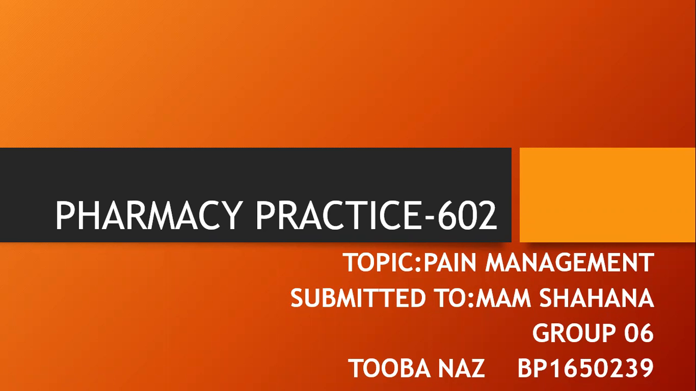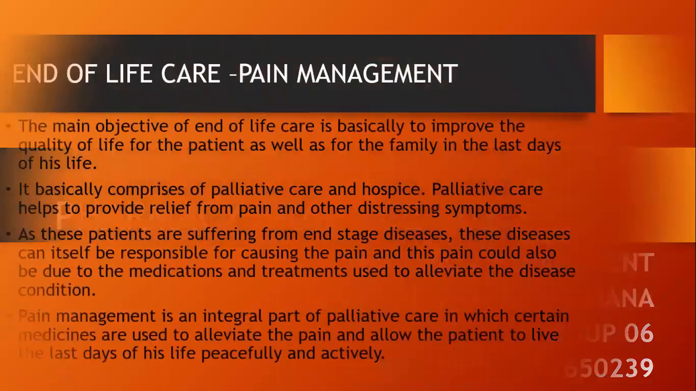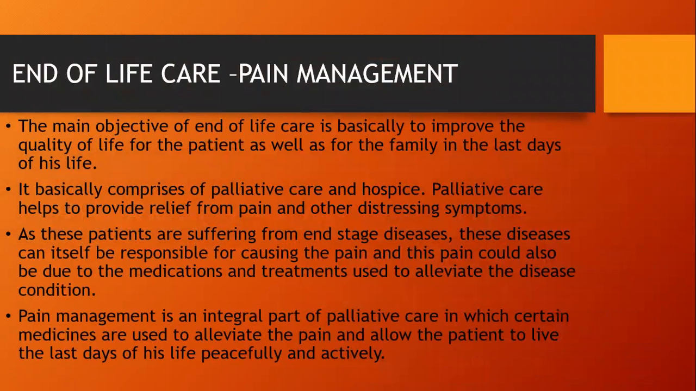The topic that was assigned to our group was end of life care, and the topic that I have chosen is pain management. End of life care. The main objective of end of life care is basically to improve the quality of life for the patient as well as for the family in the last days of his life. It basically comprises of palliative care and hospice. Palliative care helps to provide relief from pain and other distressing symptoms.